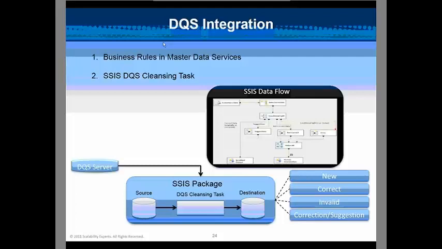And what I'm really excited about is the fact that because DQS sits in between and is independent of SSIS and Master Data Services, if at some point the business decides that maybe the range is incorrect, or maybe they need to create a new business rule, or maybe they need to tweak a business rule, all they have to do is go into DQS, make the rules change, republish that rule to the DQS server, and the next time that you run SSIS with a DQS cleansing task or Master Data Services with a business rule, it automatically picks up that new rule for you, and it automatically processes it.